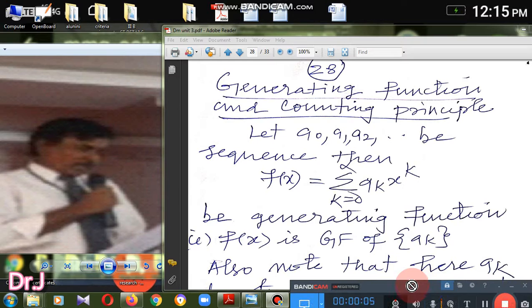Okay, students, and very happy to meet you again. In this topic, we are going to study the generating function and counting principle.